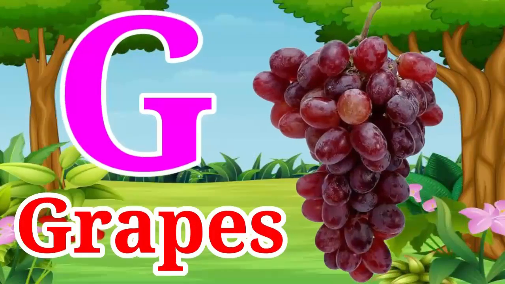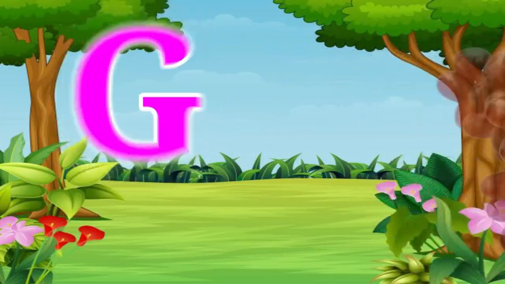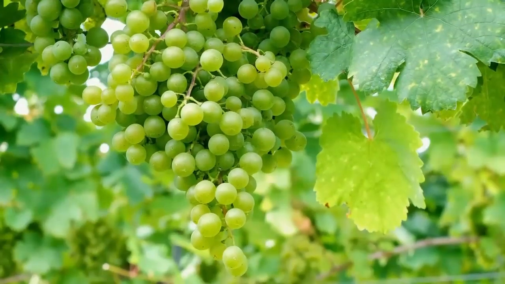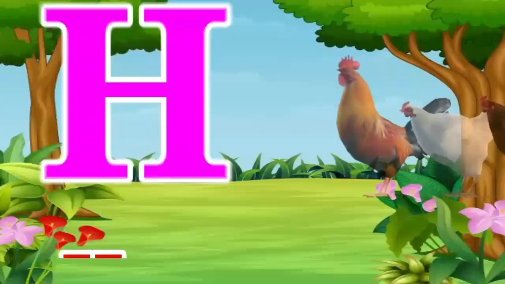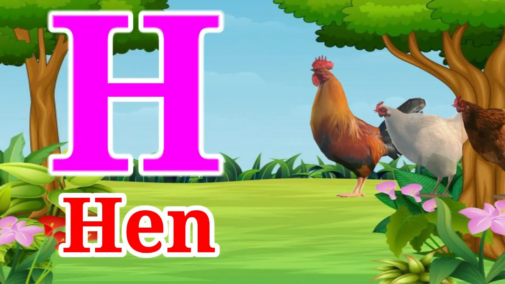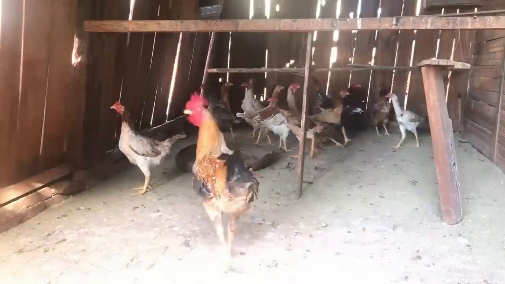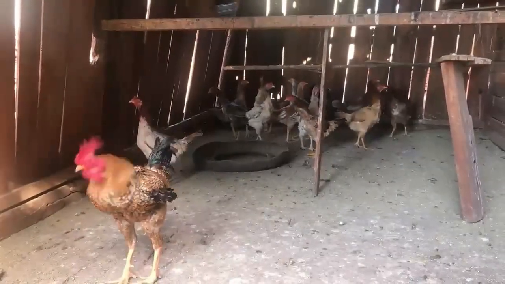G is for grapes. G, G, G. G is for grapes. H is for hen. H, H, H. H is for hen.